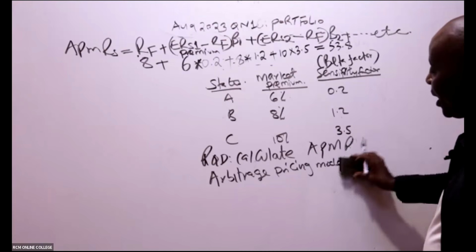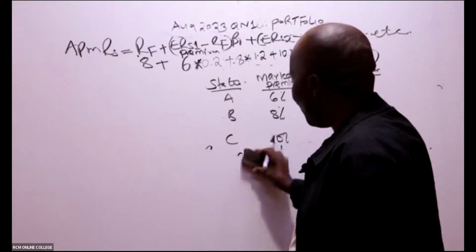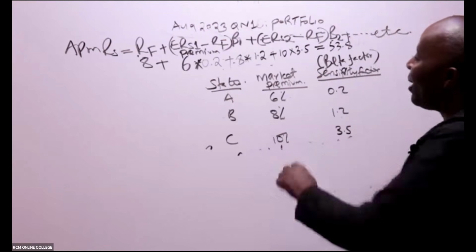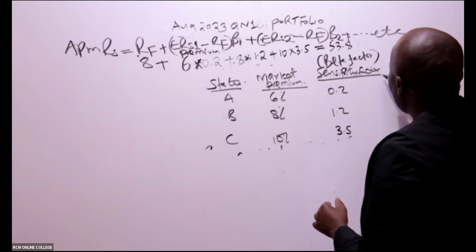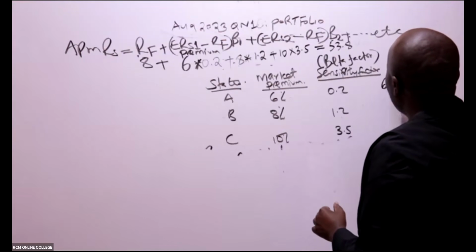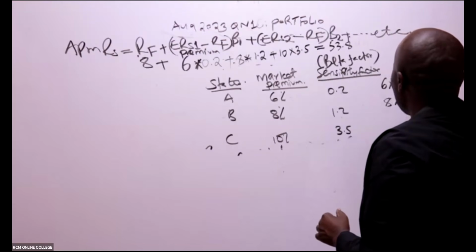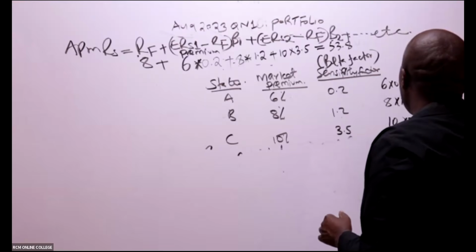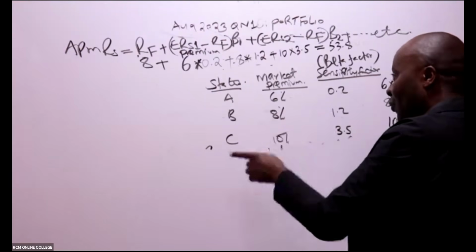What this person is saying, and that's why I like teaching students who have been taught by many teachers, is that you come and attach risk factors to this. So now you say here, 6 times what? 6 times 0.2. You have an answer. Then you have 8 times 1.2. You have an answer. Then you have 10 times 3.5. But now come and add the total here. Whatever total you get here, you add to the risk-free.